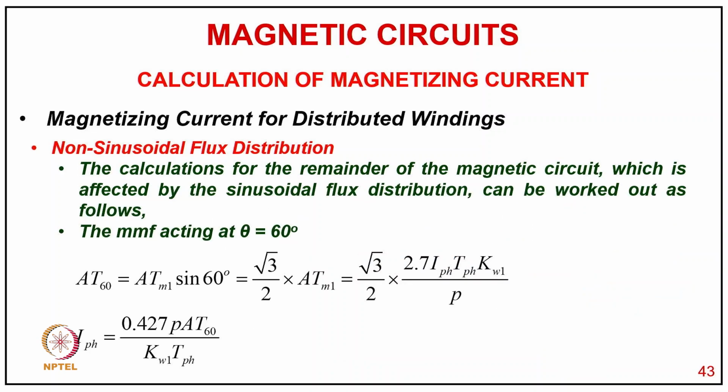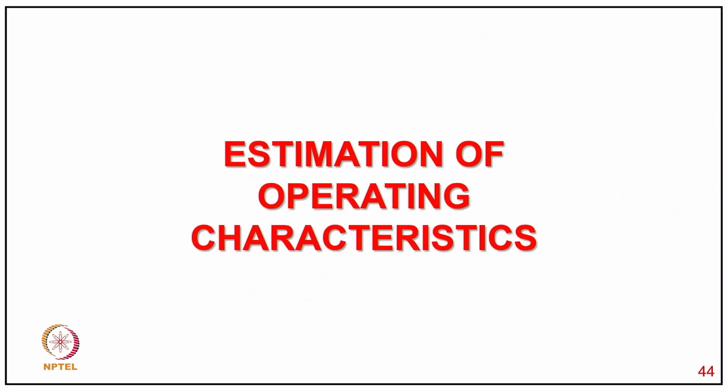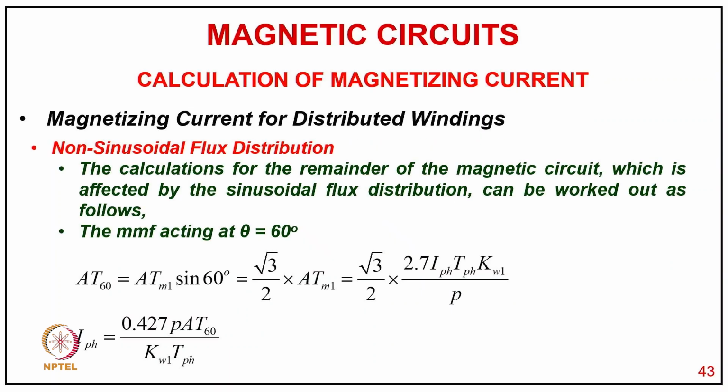So this we take into account. The calculation for the remainder of the magnetic circuit, which is affected by the flux distribution, can be worked out as follows. The MMF acting at theta equal to 60 degrees, we call it AT60, that is ATm sin 60, that is root 3 by 2 into ATm, which becomes root 3 by 2 into 2.7 Im TPH Kw1 divided by P, and then Im becomes 0.427 P AT60 divided by Kw1 into TPH. So that gives the magnetizing current.